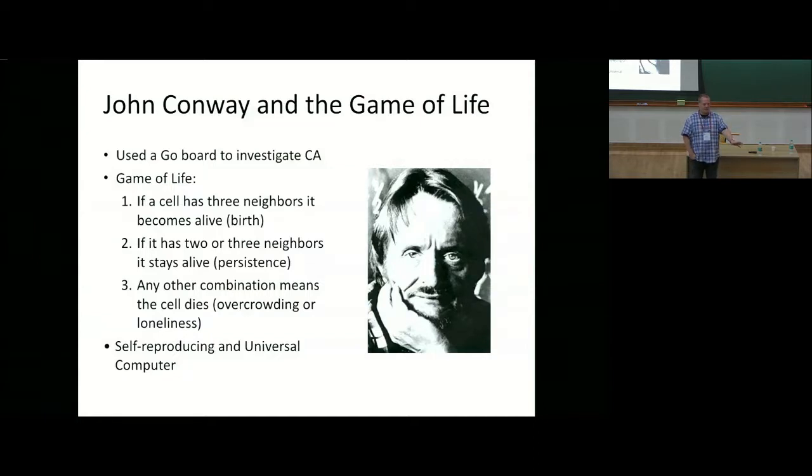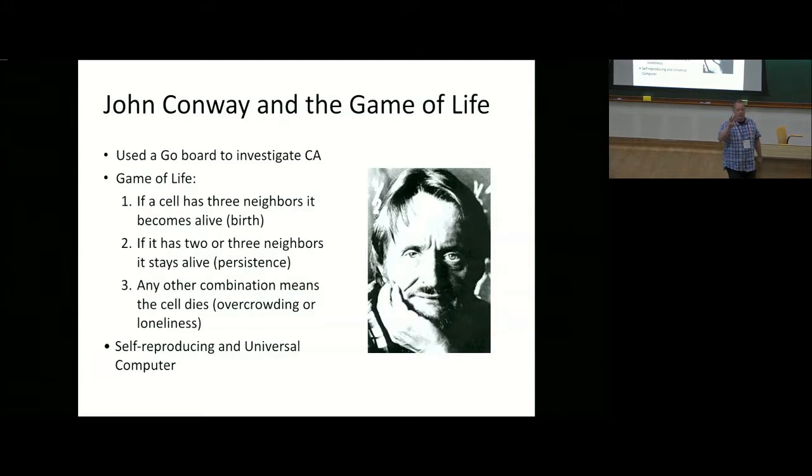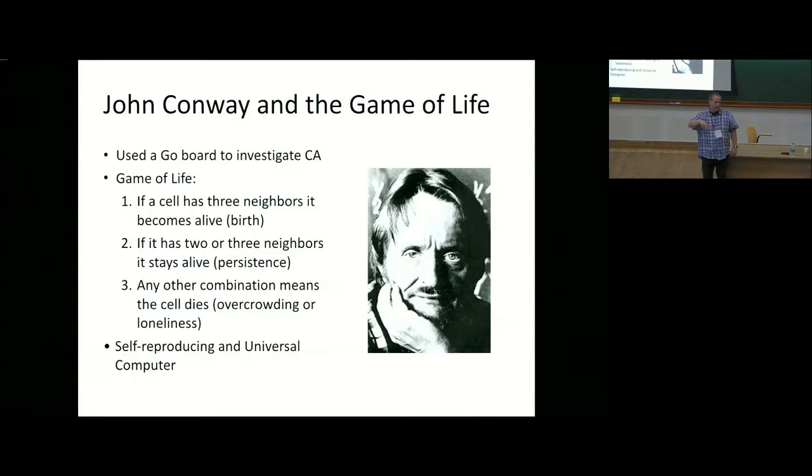of diversity, right? So in the Game of Life, if a cell has exactly 3 neighbors that are alive, it goes from being a 0 state, a dead state, to a 1 state, right? If it has 2 or 3 neighbors, and it is alive, it stays alive, right? Any other combination results in the cell dying.